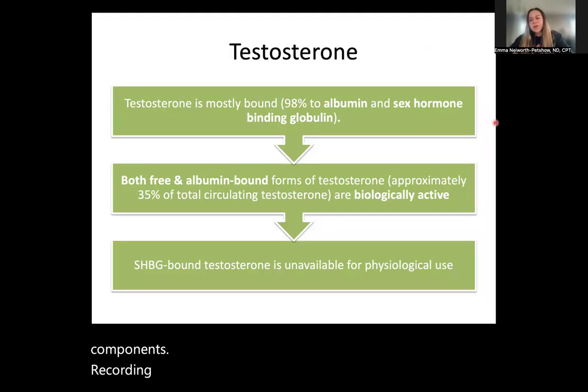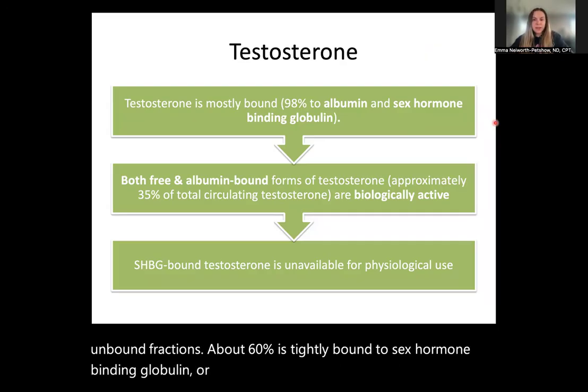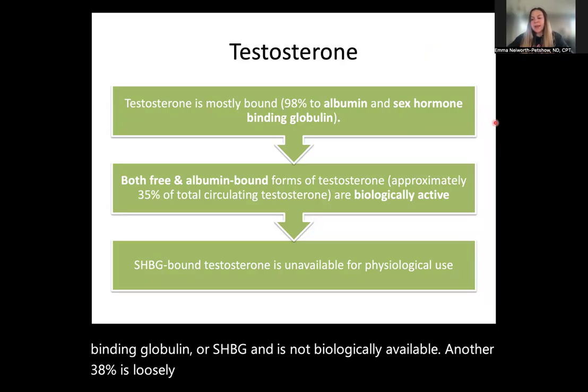Total testosterone includes both bound and unbound fractions. About 60% is tightly bound to sex hormone binding globulin, or SHBG, and is not biologically available. Another 38% is loosely bound to albumin and remains bioactive. Only about 2% circulates as free testosterone.